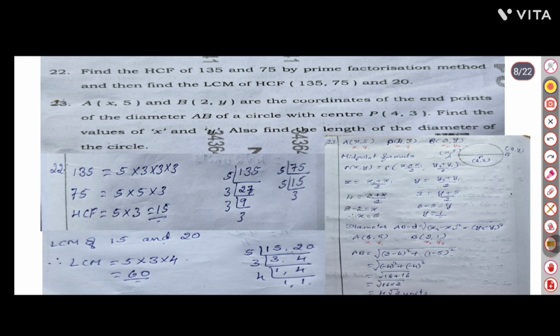Next question number 22, find the HCF of 135 and 75. So finding the HCF of 135 and 75 using the factorization method first. After that, using that answer and 20, you are finding the LCM. LCM of 15 and 20 you are finding. Next one, question number 23. The center of the circle is given. Other 2 points are given. In that, x and y you have to find out using the midpoint formula. Also the diameter AB using the distance formula.